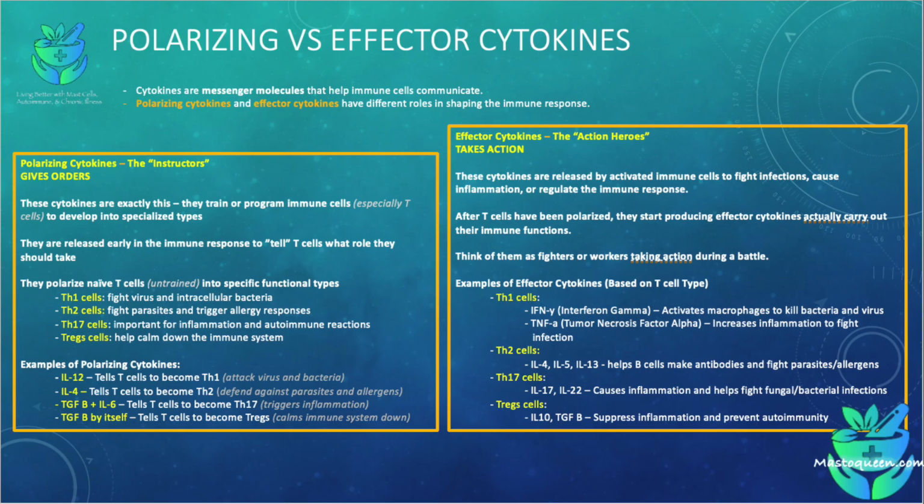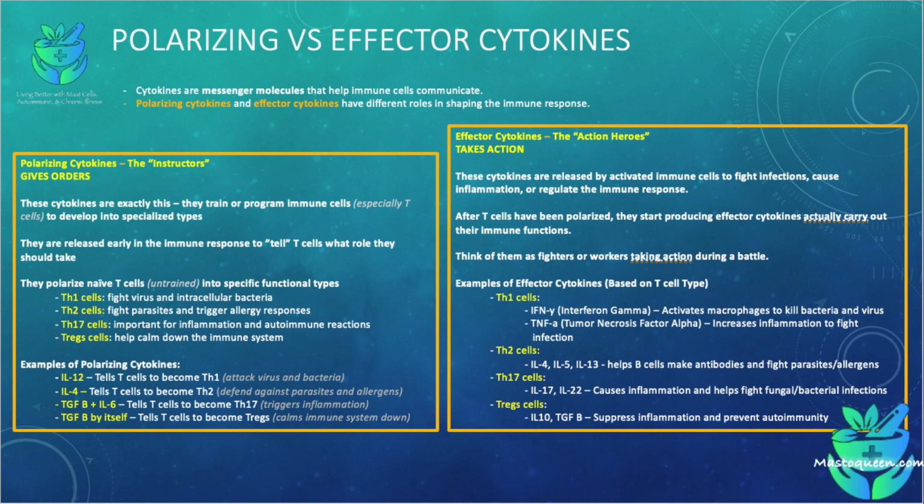Okay, so polarizing versus effector cytokines. As we've been talking about, cytokines are messenger molecules that help the immune cells communicate. Polarizing cytokines and effector cytokines have different roles in shaping the immune system. So polarizing cytokines are like the instructors. They give orders. And effector cytokines are like the action heroes. They actually take action. So let's look at polarizing cytokines for a moment.